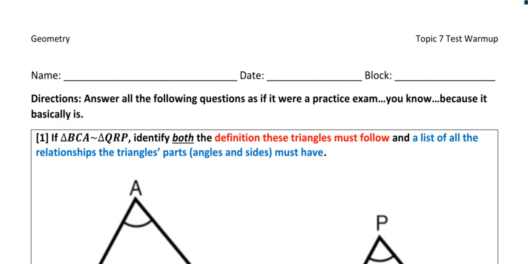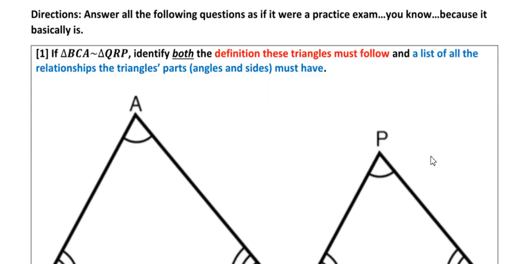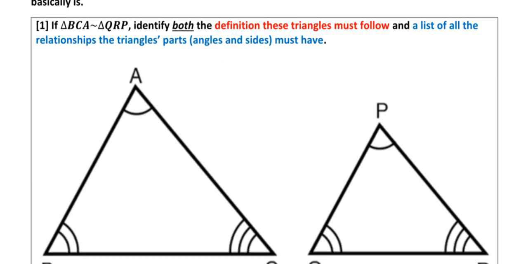So first question, if the triangles here are known to be similar, and let's keep in mind that symbol right there just means that they are similar, not congruent, similar, mathematically speaking. What definition must they follow? List the relationship. Okay, so here's how this question is really asking.